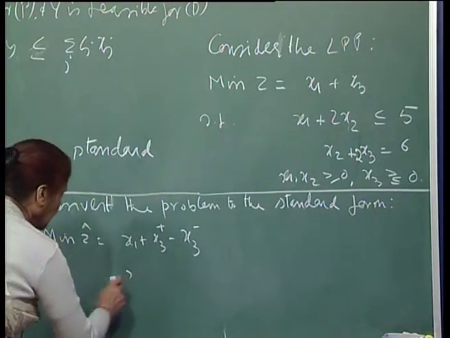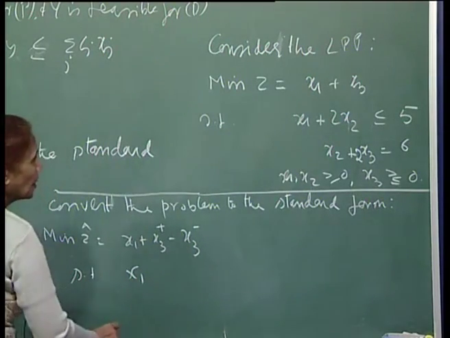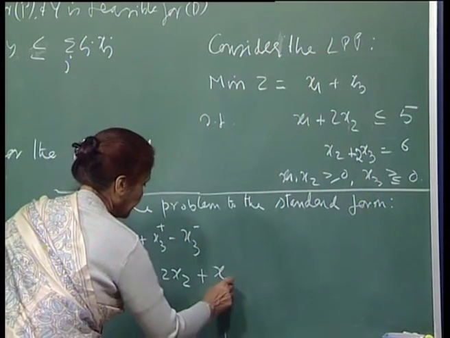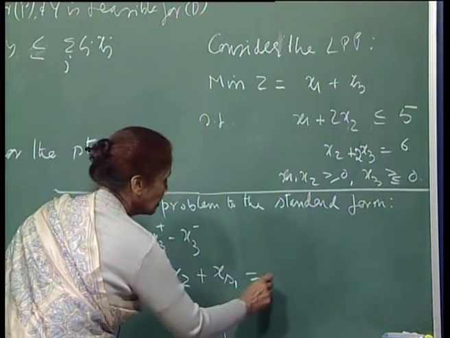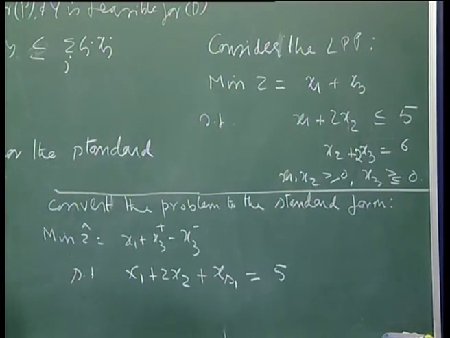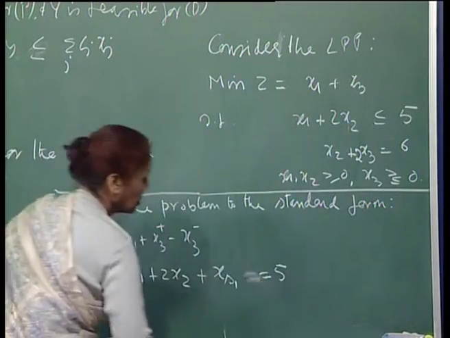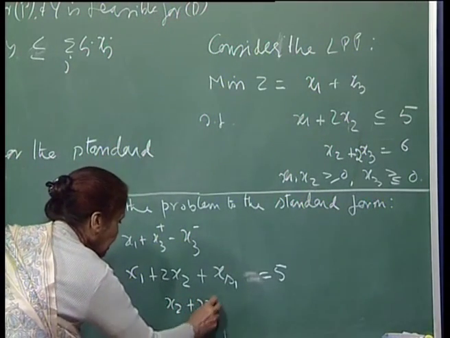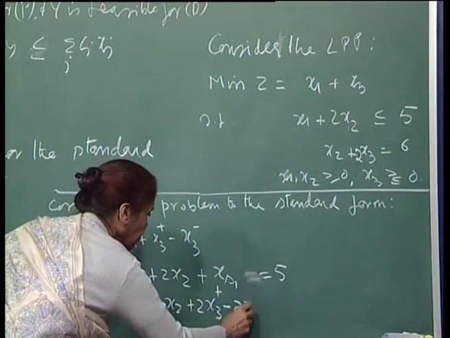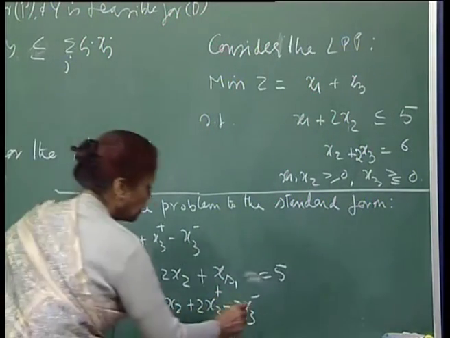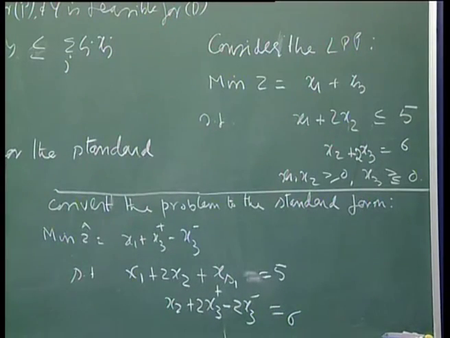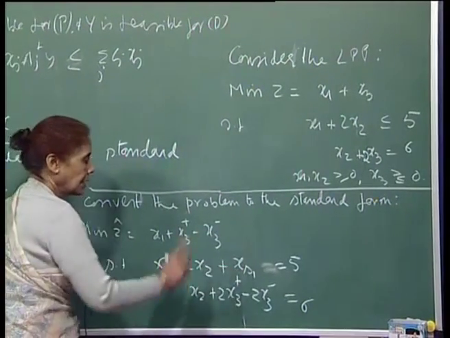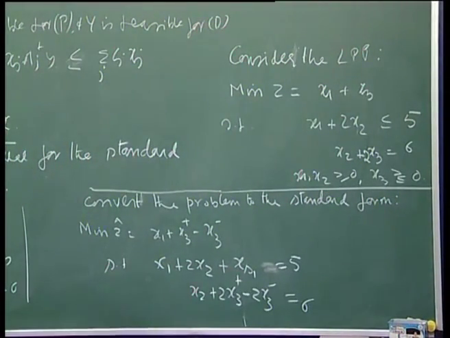So, this will be subject to x1 plus 2x2 plus xs1 equal to 5, right. And then you will have x2 plus twice x3 plus minus twice x3 minus equal to 6, and now all the variables are non-negative: x1, x2, x3 plus, x3 minus, xs1, all the variables are non-negative, right.